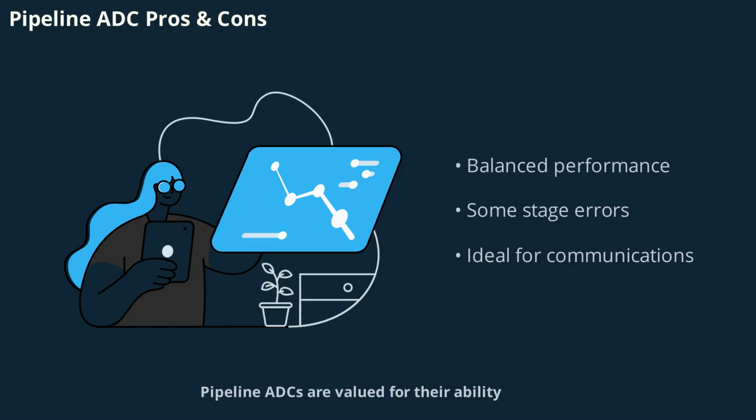Pipeline ADCs are valued for their ability to handle high-speed signals with decent resolution. They're not as accurate as Sigma Delta ADCs or as fast as Flash ADCs, but they strike a good balance for many real-world applications. The main drawbacks are increased complexity and potential for small errors between stages, but for video and communication systems, they're often the perfect fit.